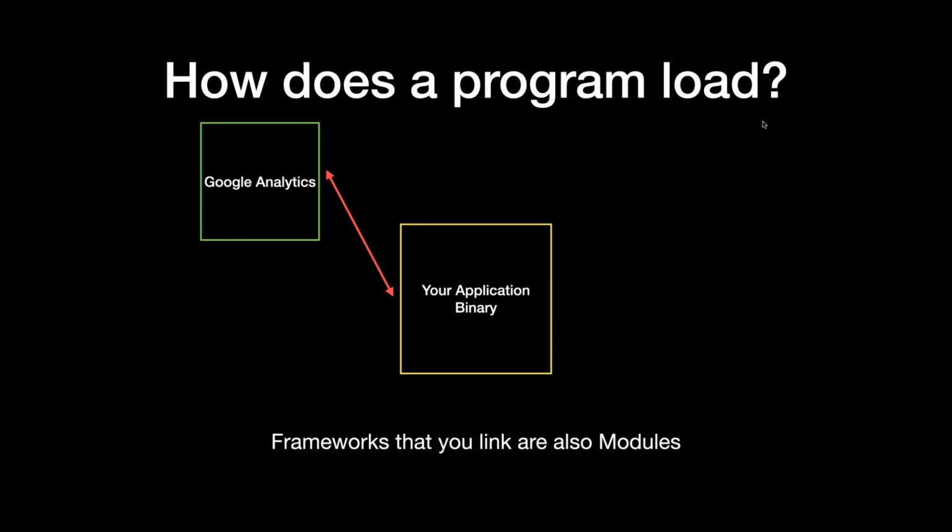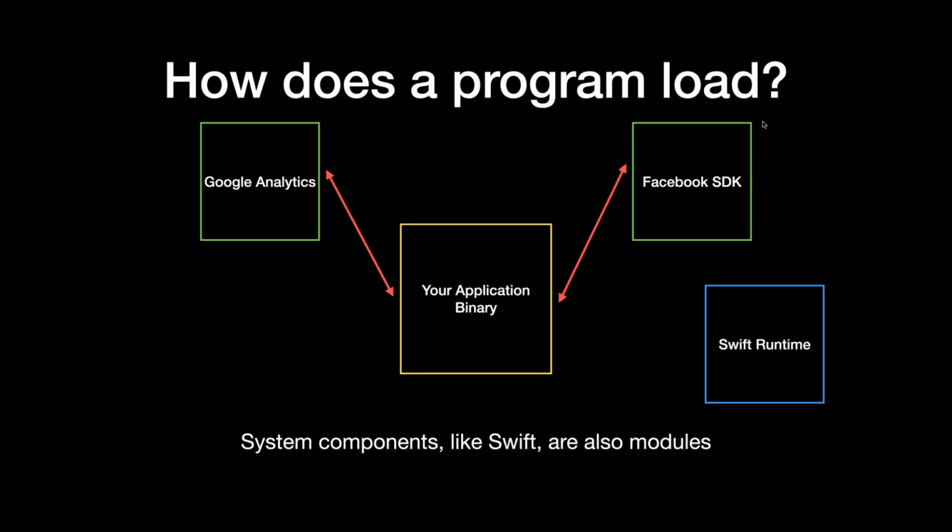So maybe you're using Google Analytics with your program. If so, you're linking a binary framework that Google built and distributes. That's another module of your application. If that framework is not in memory, you can't call functions in it and use its functionality. The same if you use the Facebook SDK. Most programs use a number of third-party frameworks, which we all call binary modules of their program.